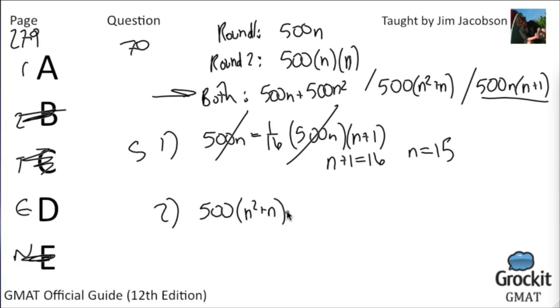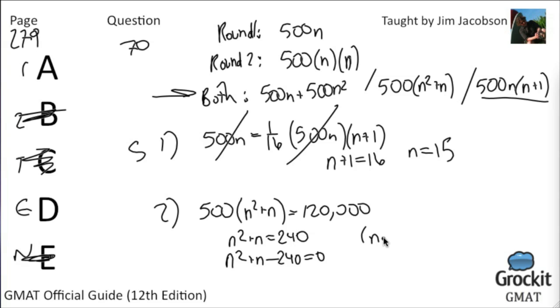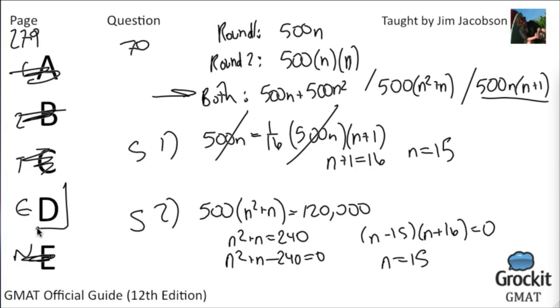500 times n squared plus n equals 120,000, and divide both sides by 500. We get n squared plus n equals 240. N squared plus n minus 240 equals 0. And it turns out it's n minus 15 times n plus 16 equals 0. And since we can't have negative numbers of people going out and doing anything, n again equals 15. So it's sufficient. It's not A, it is D.